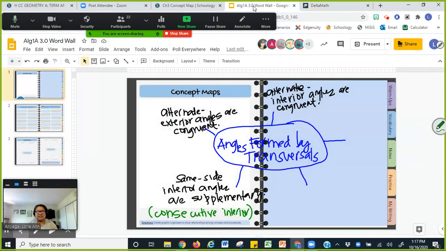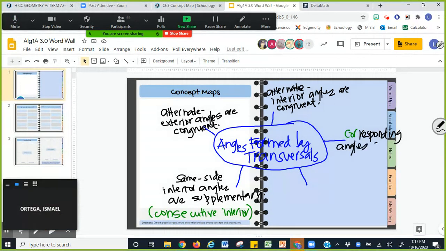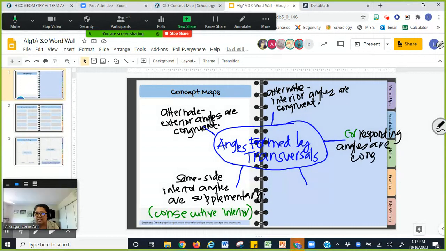I'm gonna write corresponding over here. Different color. Okay, never mind. Yes, Ismail. So, what do you remember about corresponding angles? They're congruent. Very good. How come you're not showing your camera, Ismail? All right.